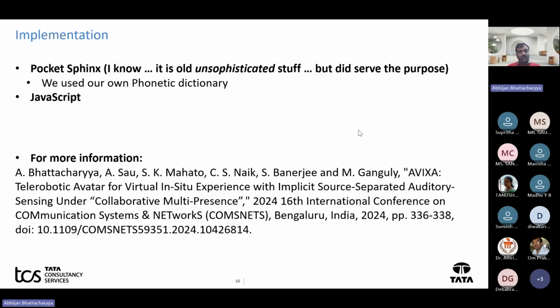And the entire state machine and everything was built on JavaScript, and this was published in ComsNets as a demo in the 2024 edition.